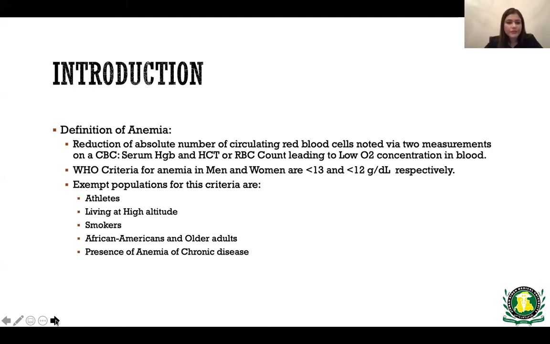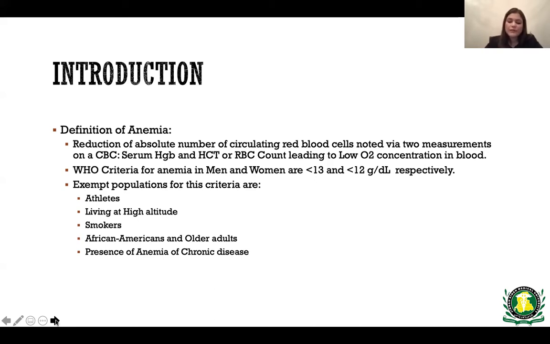So WHO criteria for anemia in men and women is hemoglobin level of less than 13 is considered anemia in men and 12 in women. And the exempt populations for this criteria are the athletes. Why athletes? Because they generally have dilutional anemia because of increased plasma volume. Also, they can have an inflammatory process going on because of extensive exercise and the workouts that they do. So that can lead to abnormal readings that grey the picture of whether it is anemia or not. So we keep different values for them.